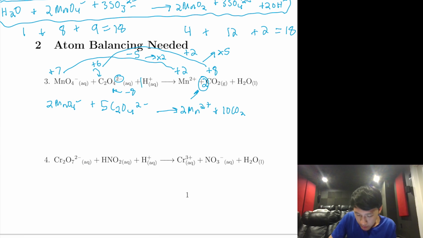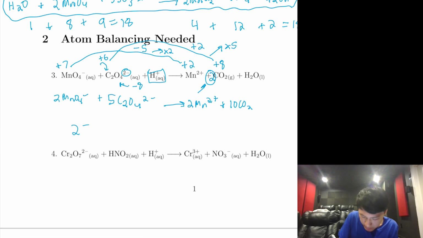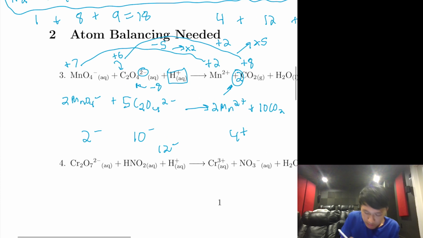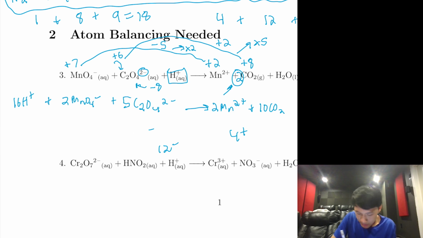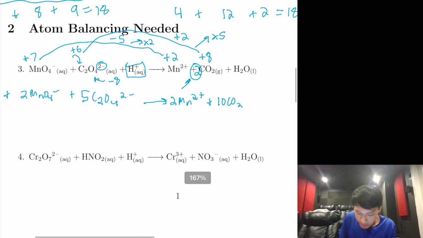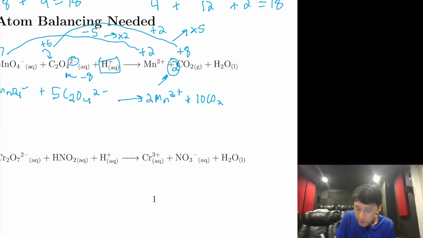We have hydrogens as our charge balancer, our protons. And there's 2 minus here, and then 10 minus here, so that's 12 minus overall. On this side, we have 4 plus. To balance that, we're going to need to add 16 hydrogens to the left side, protons, so 16H plus. And then we're going to need to balance the hydrogens that we just added. So we added 16 hydrogens here, there's no more hydrogens on the left, and there's no hydrogens on the right. That means we need to add 8 H2O.